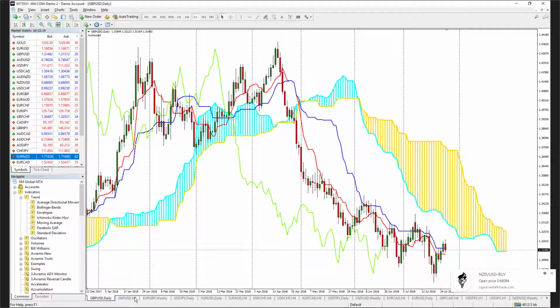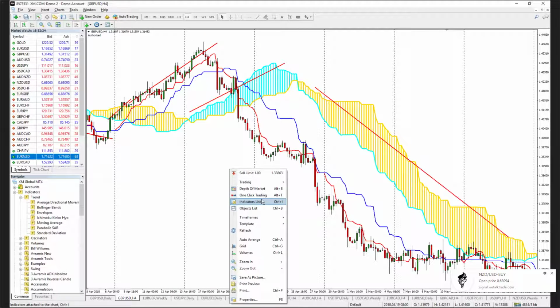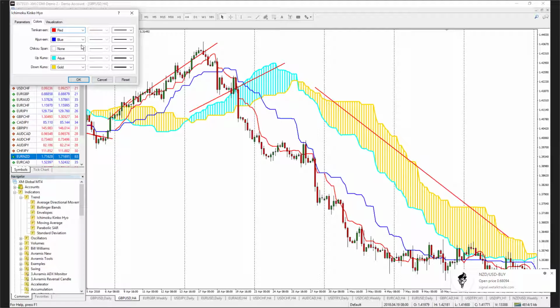But let's see some more examples here of the trends. Let me also add the Chikou span here.